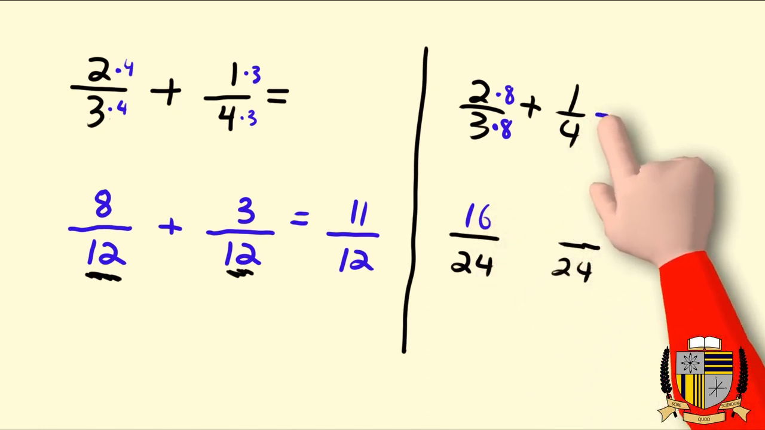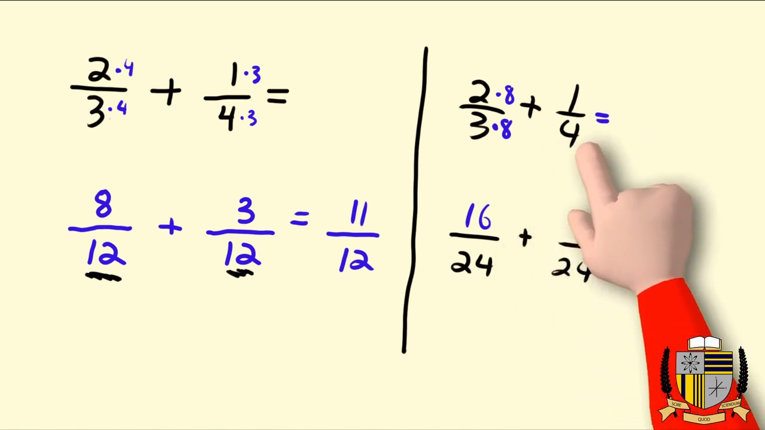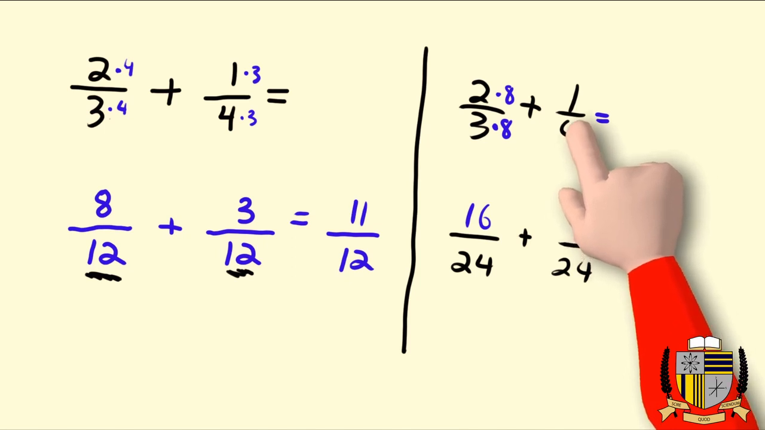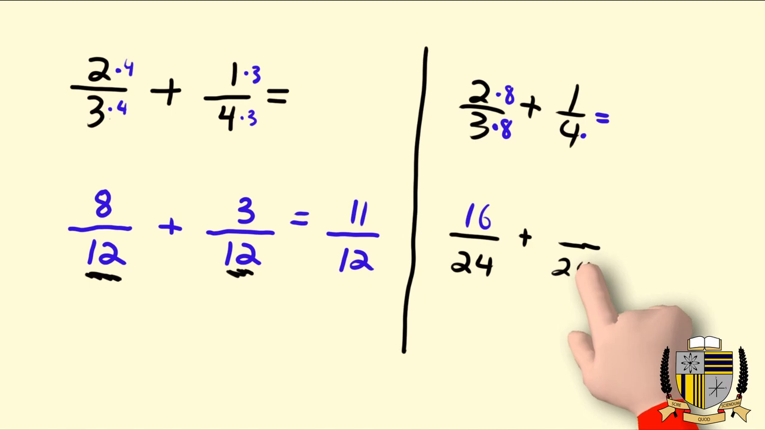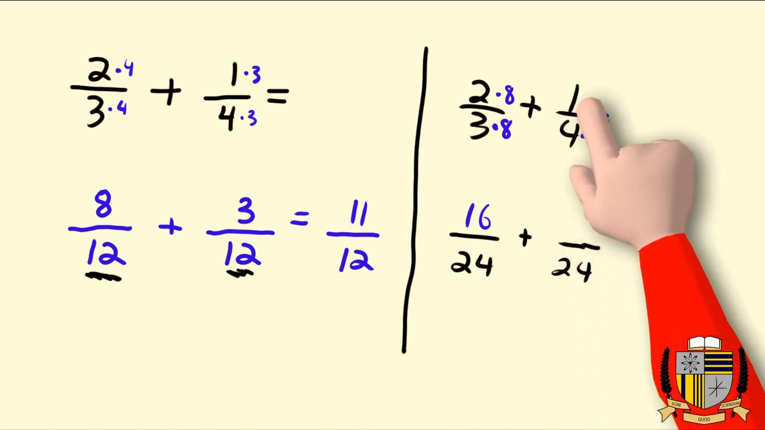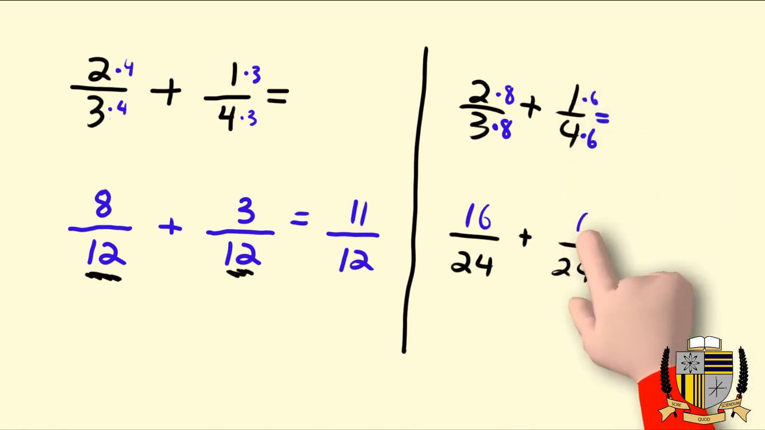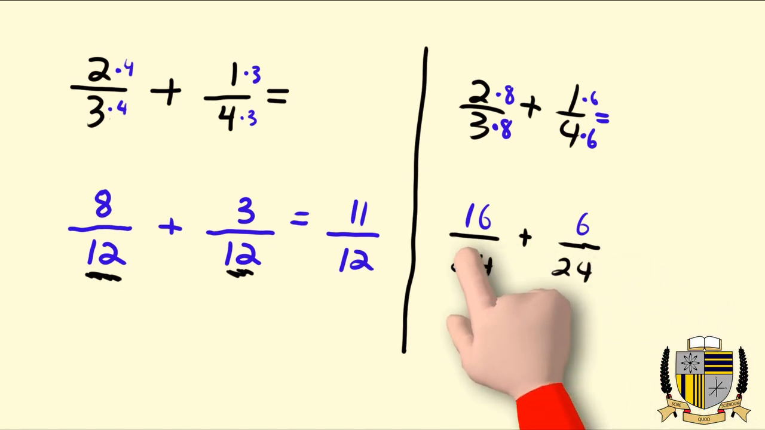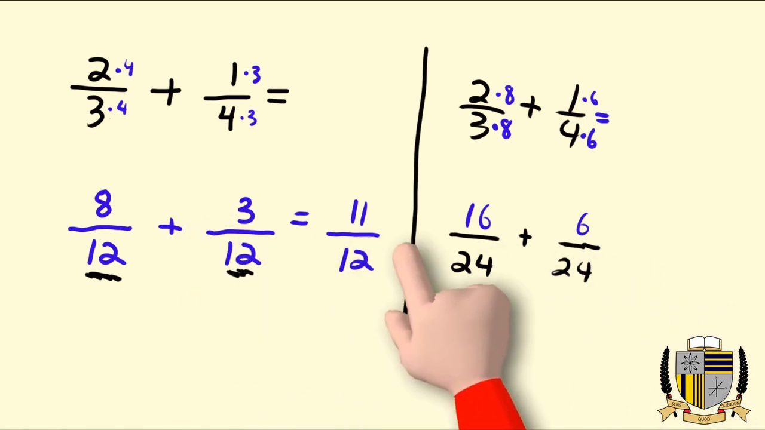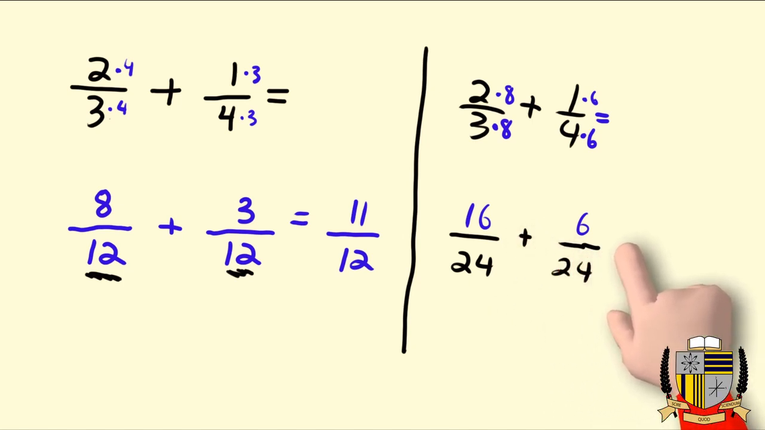And then for the 4, someone can say, well, what times 4 will give me 24? They said 4 times 6, so I'm going to have to multiply this by 6. 6 times 1 is 6. So one can do it like this, but there's a much simpler way down here. Because once we evaluate this, we're going to have to reduce even further.